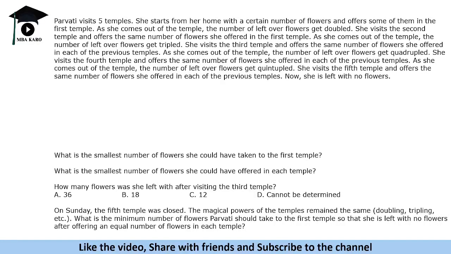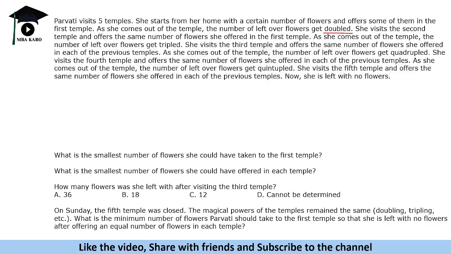So this is the solution to the first set of the Navratri series. It says that Parvati visits five temples. She starts from her home with a certain number of flowers and offers some of them in the first temple. And when she comes out, the number of leftover flowers get doubled. So that means the flowers become two times.